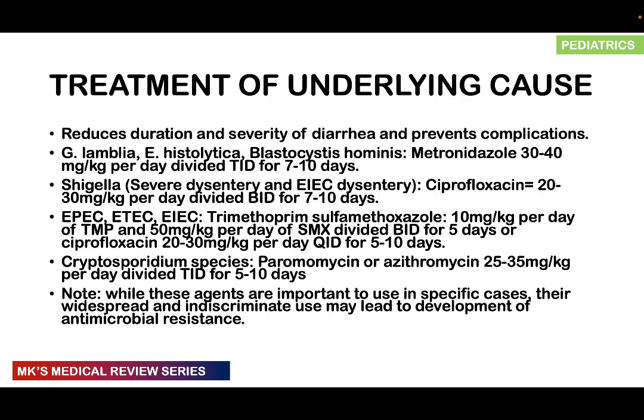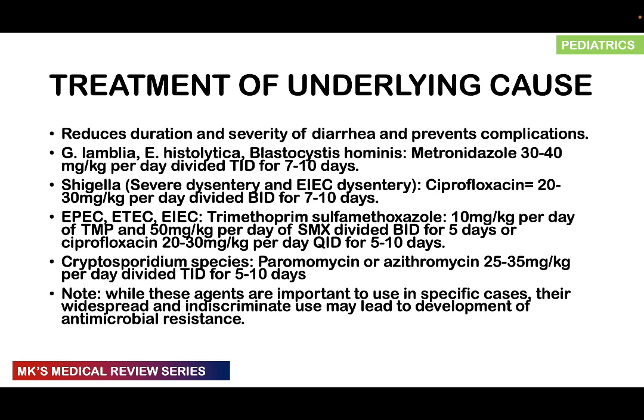In terms of treating the underlying cause, remember we may give antibiotics that may reduce the duration and the severity of diarrhea. They can also prevent complications. For those that have Giardia lamblia, Entamoeba histolytica, Blastocystis hominis, you may give them metronidazole 30 to 40 milligrams per kg per day in 3 divided doses for 7 to 10 days.